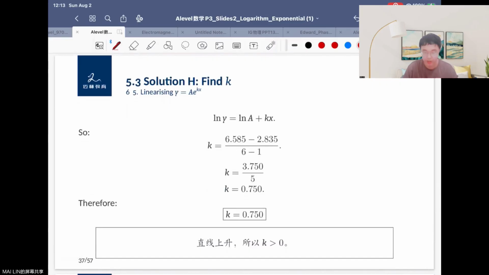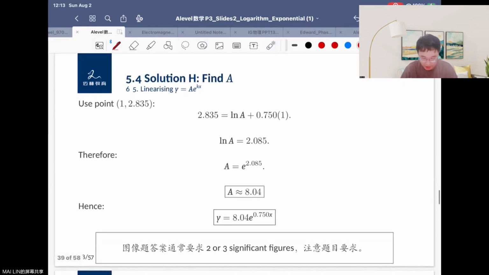And here's the solution. You can use y2 minus y1, the differences in y over the differences in x, to calculate the gradient here. It's not very difficult, right? So you can find the final answer. You can find c, which is ln a, equals 2.085. Then you can use your calculator to calculate a's value, which equals e power of 2.085, and a approximately equals 8.04. That means y equals 8.04 times e power of 0.75x.